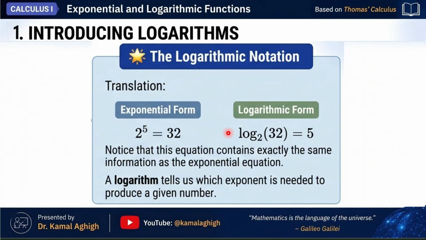A logarithm tells us which exponent is needed to produce a given number. In other words, a logarithm answers the question, what exponent? Once we understand this idea, logarithms become much less mysterious.